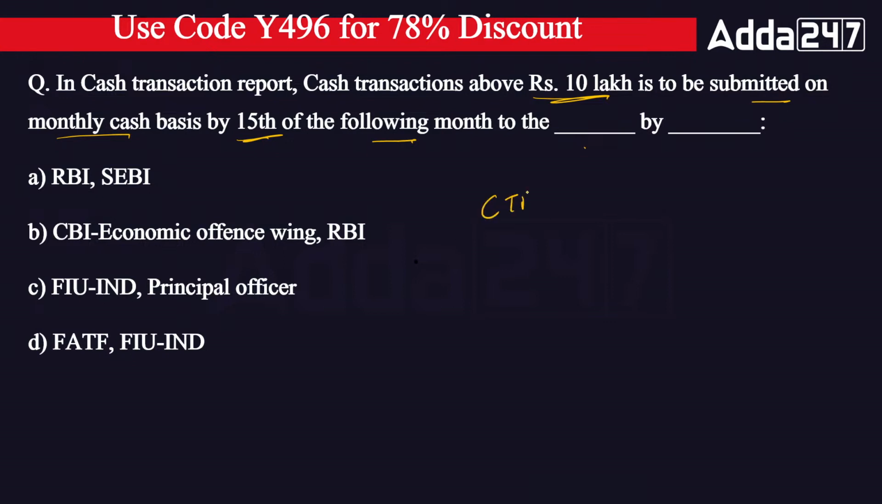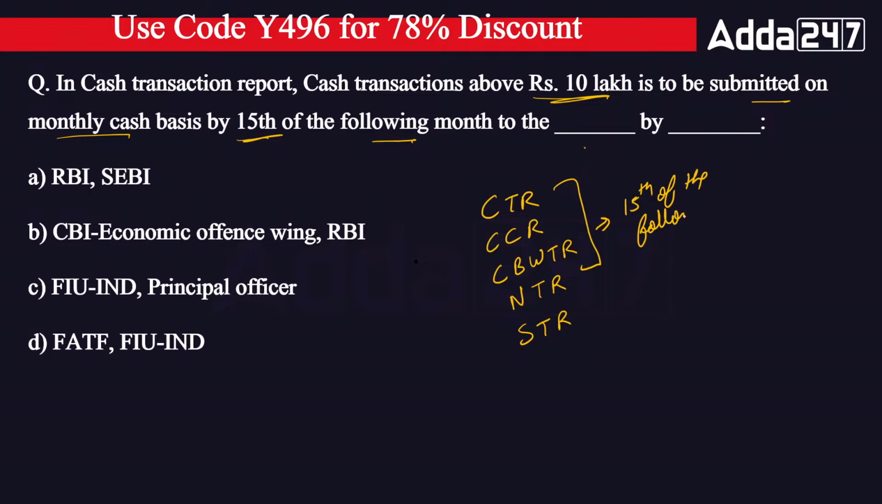So the cash transaction report is there, the counterfeit currency report is there. Apart from that, the cross border wireless transfer report is there. Then we have the non-profit organization transaction report. Then we have a suspicious transaction report also. These reports will be submitted on the 15th of the following month. And the suspicious transaction report will have to be submitted within 7 days, within 7 days of you finding out that this transaction is suspicious.